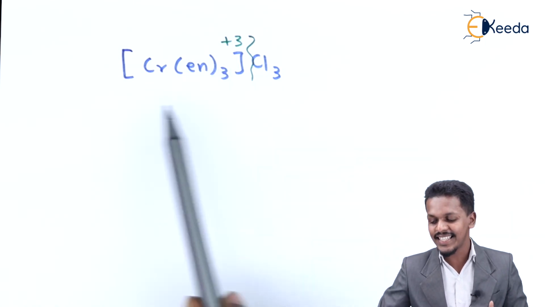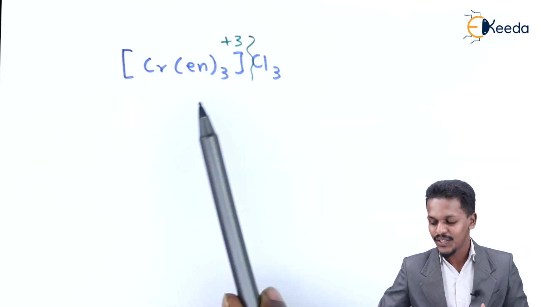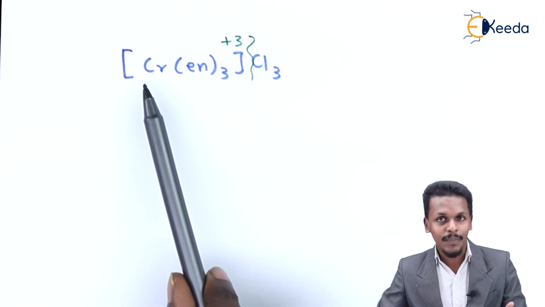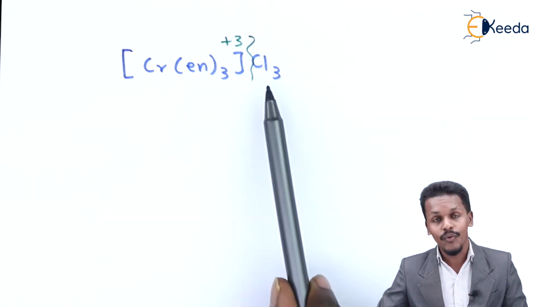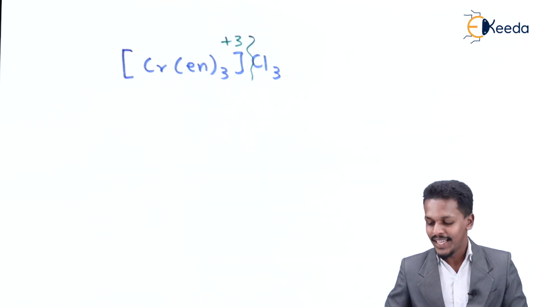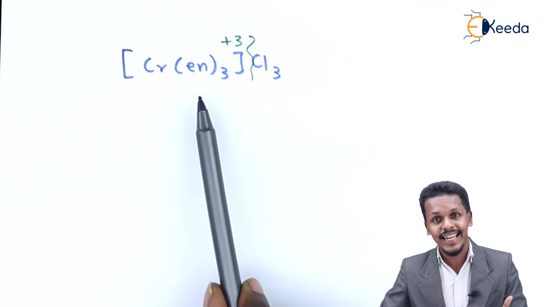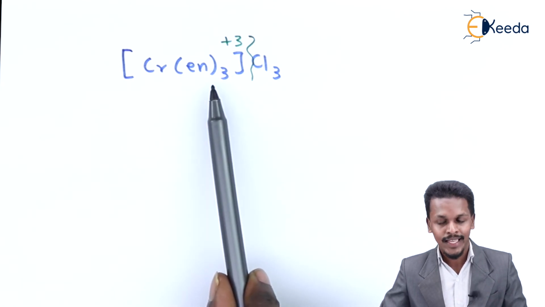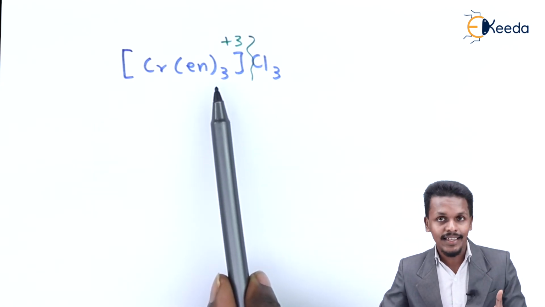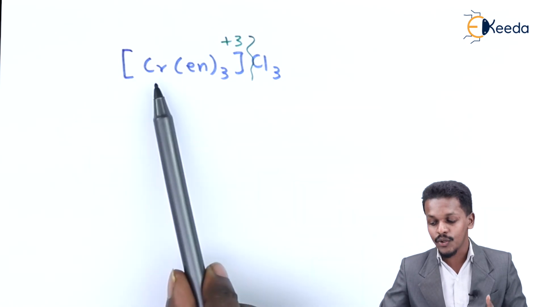So in this case, this is the cationic complex that we have. In that case, the chromium will appear first, before the chloride. So therefore, let's give the name to this one. Here we can find that the ligand is a chelate ligand, that is ethylene diamine. But there are 3 ethylene diamine ligands surrounding this chromium ion.